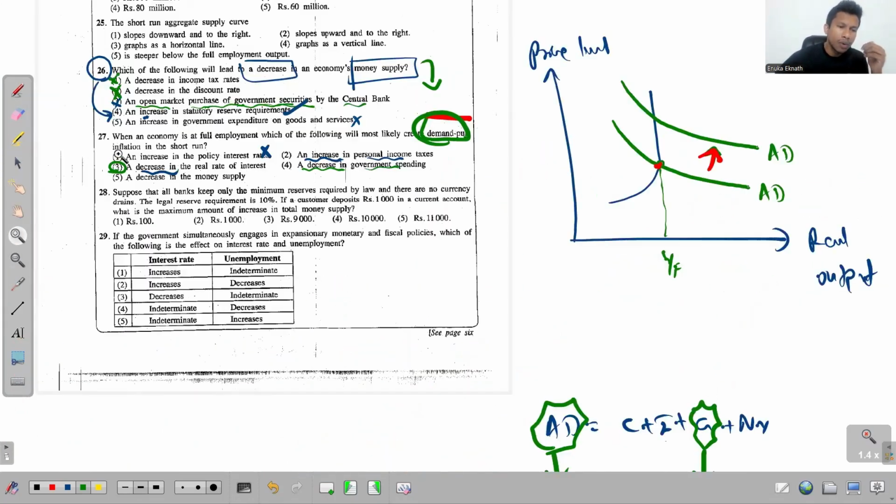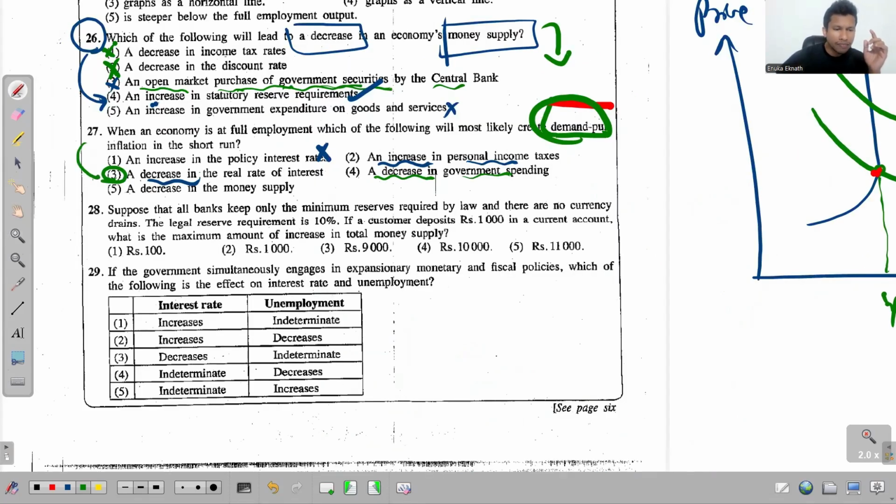So the answer for this question 27 is very much clear. So that's this third one.